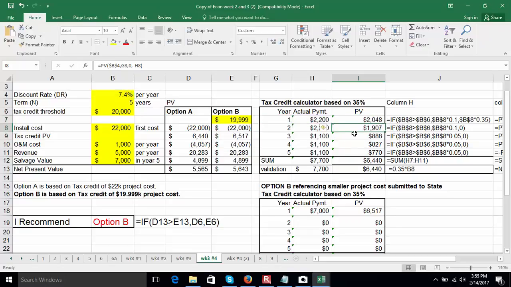So $2,200 in 1 year is the same as $2,048 right now. Okay, so we can do it again, just basically repeat the exercise, except we're looking at that over 2 years. So $2,200 paid in a lump sum in 2 years is the same as $1,907 right now.